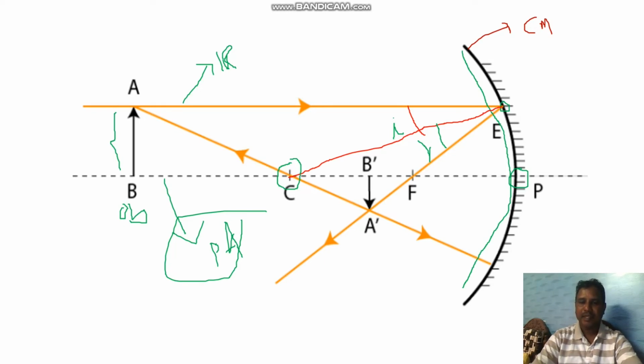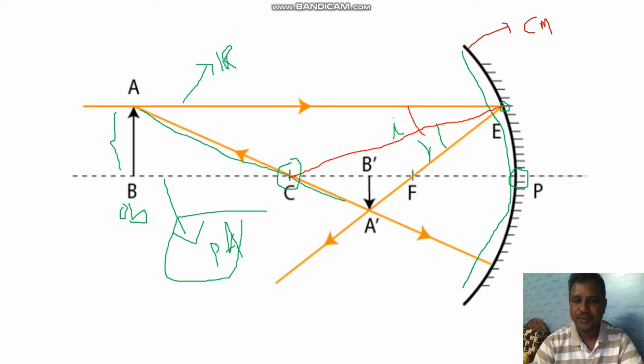Okay. Now another ray. To get an image we need at least two rays. So this is another incident ray, incident through the center of curvature. How does it get reflected? It gets reflected along the same path but in the opposite direction. In this way it will go.